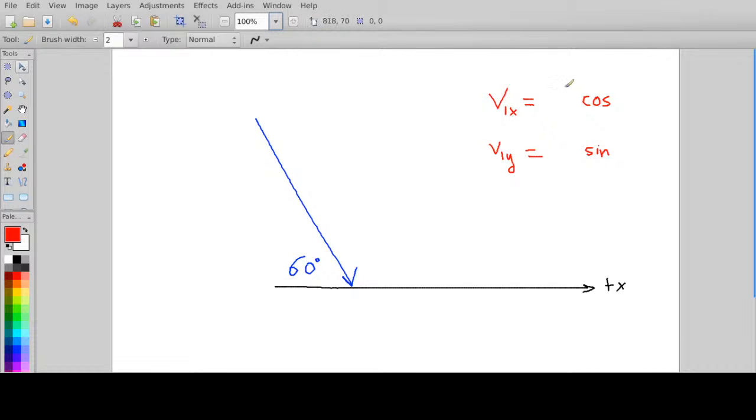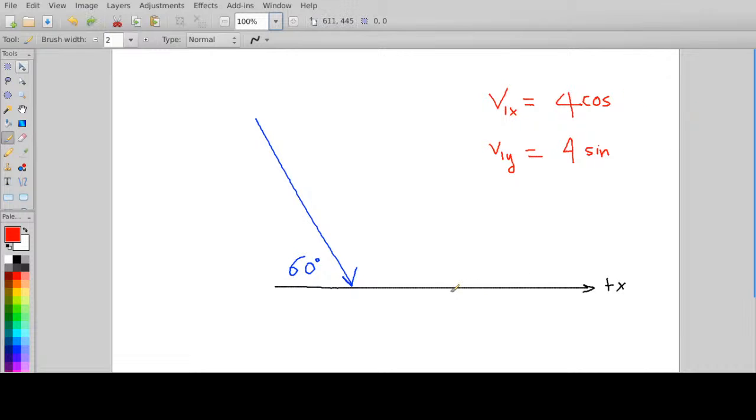Okay, and you say, well, what do I put here? Well, the magnitude, that's easy. That's the 4 meters per second. Okay, that's just how fast is this thing going, irrespective of direction. And so this is 4 there like that, and there it's 4 there like that. But the question is, what angle do you put in there? You might be tempted to just say 60, but that's not right.